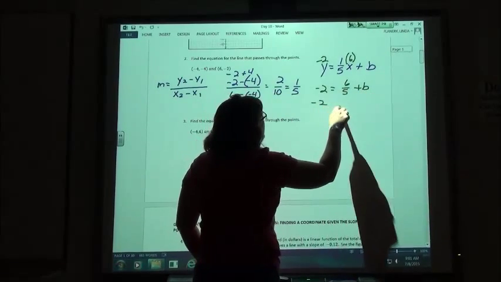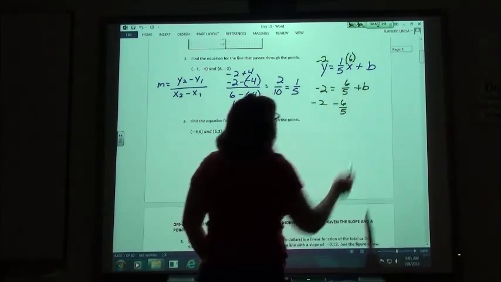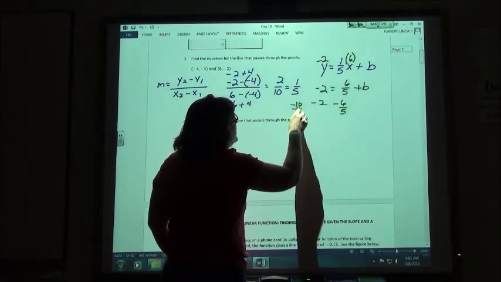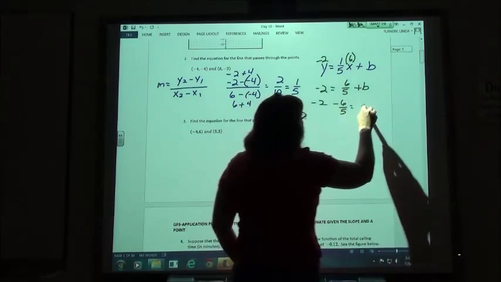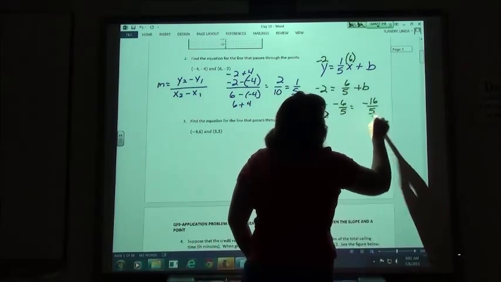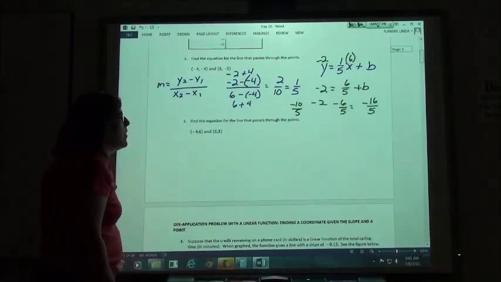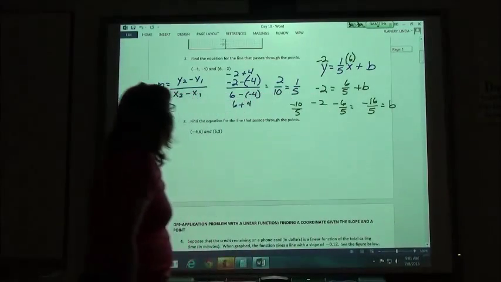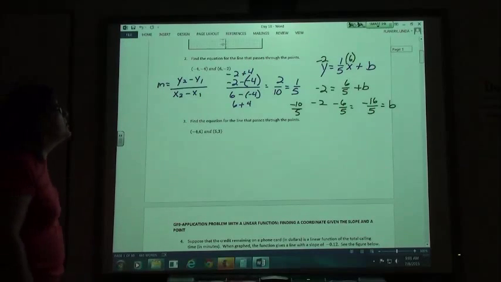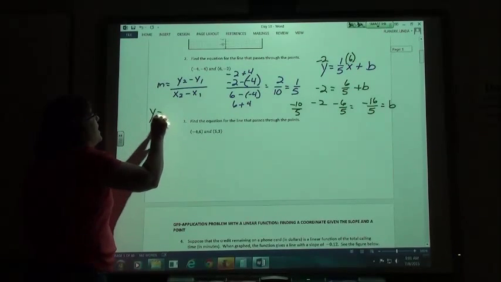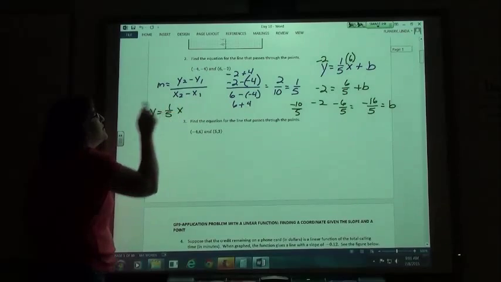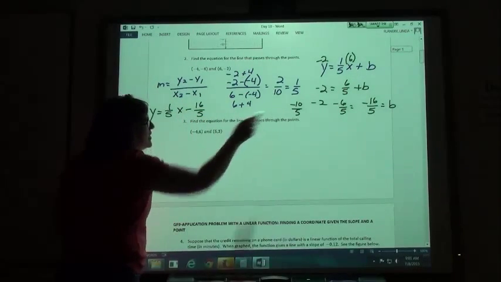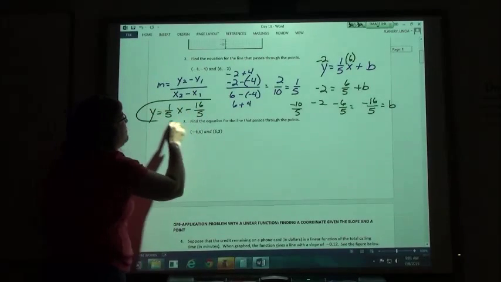I have to take -2 and subtract my 6/5. So 5 times -2 would be -10/5. -10/5 minus 6/5 is -16/5 for my y-intercept, for my b value. Again, I still have to answer the question, what is the equation of the line? Well, y equals 1/5 x because my slope was 1/5, minus 16/5 because my y-intercept was -16/5.